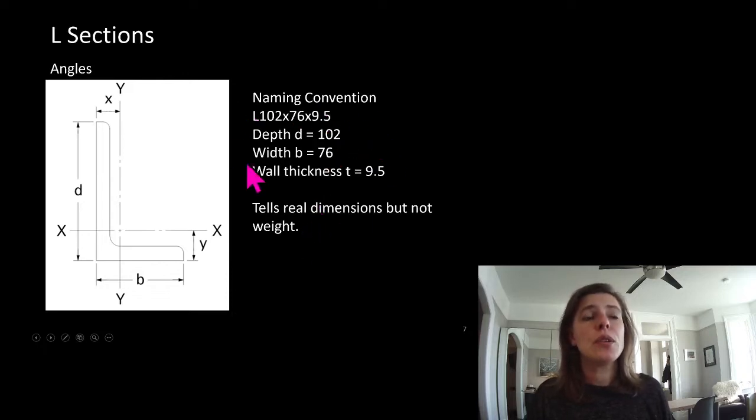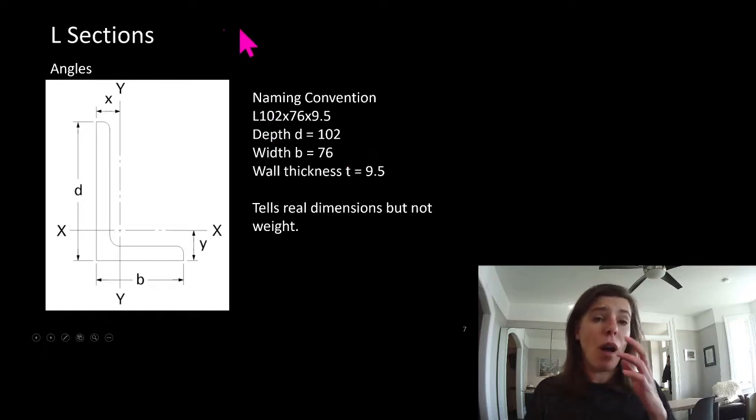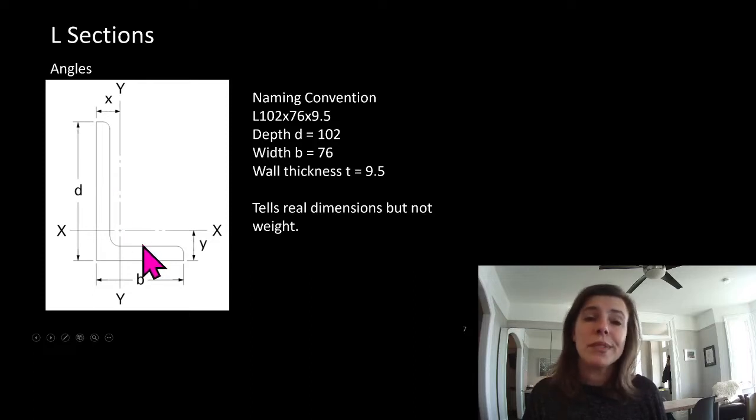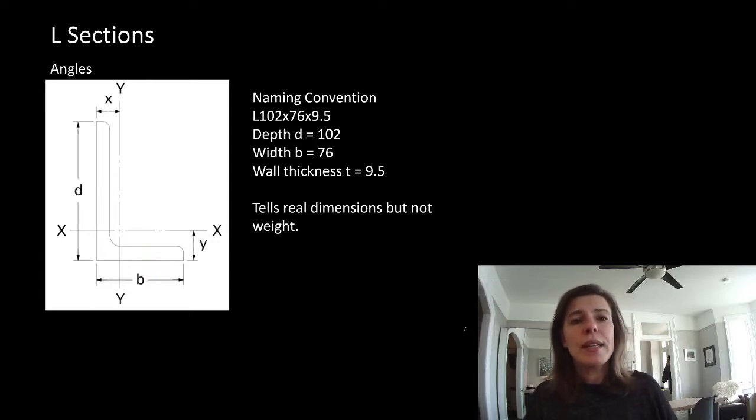Now, this gives us real dimensions, but it doesn't tell us anything about the weight. Often if we're talking about this scale stuff, they're so light compared to the rest of the structural steel that there's not a big cost implication with it. But if you're talking about two L102 by 76s, if you make this thicker, it's going to weigh more. So you can probably extract a little bit of information from that.